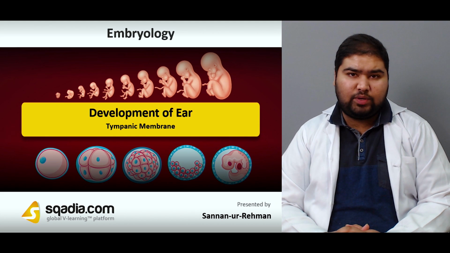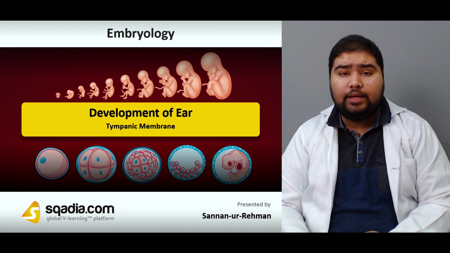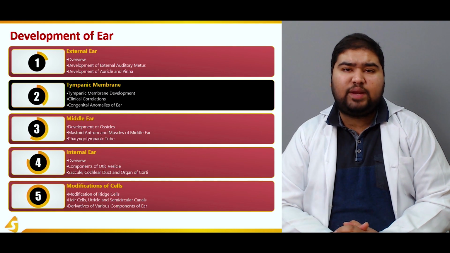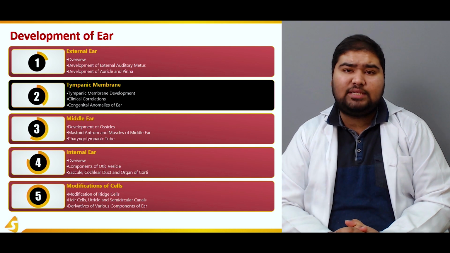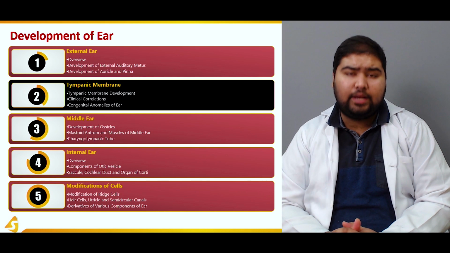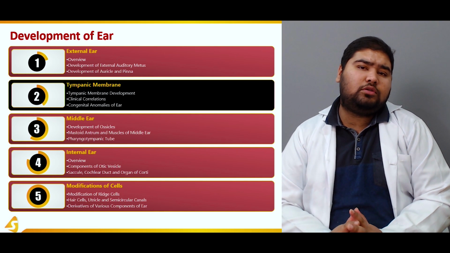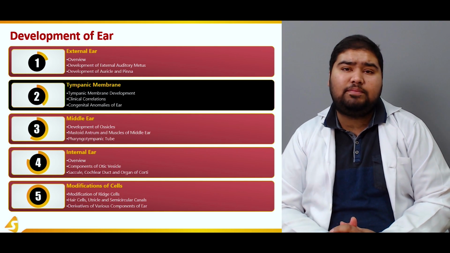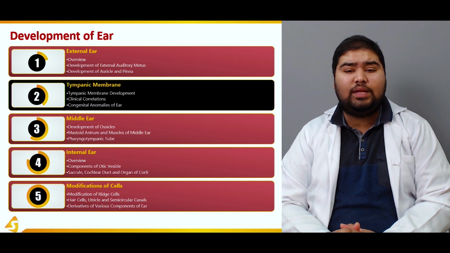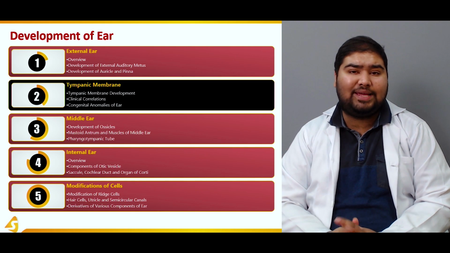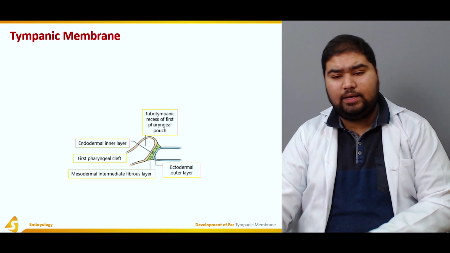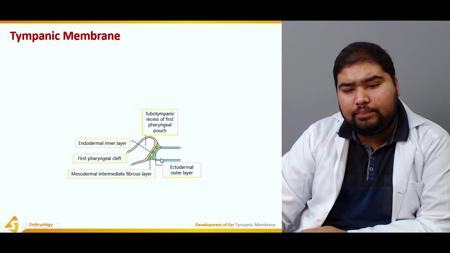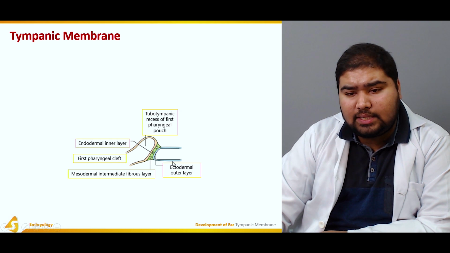In this section, we'll deal with the tympanic membrane. Tympanic membrane is what separates the external ear from the middle ear. We'll see how the development of the tympanic membrane proceeds. Then we'll move on to the clinical correlates of the tympanic membrane, and then we'll see the congenital anomalies of the ear itself. So, referring to the figure, this is the ectodermal outer layer, this in blue.